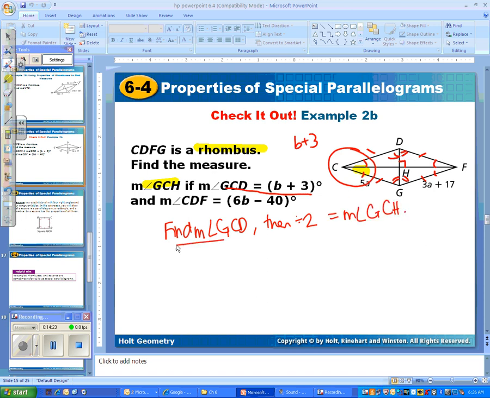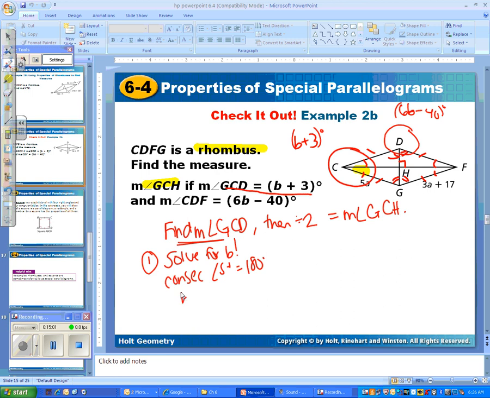Okay, so in order to find GCD, we need to first solve for B. So let's see how we can solve for B. The other information they gave us is that angle CDF. CDF, that's this whole angle right here, is 6B minus 40 degrees. All right, so if we look at this whole picture, I know there's a lot of writing on it, but if we look at angle C and angle D, they're not opposite angles, they're consecutive angles. So we know that consecutive angles add up to be 180 degrees.